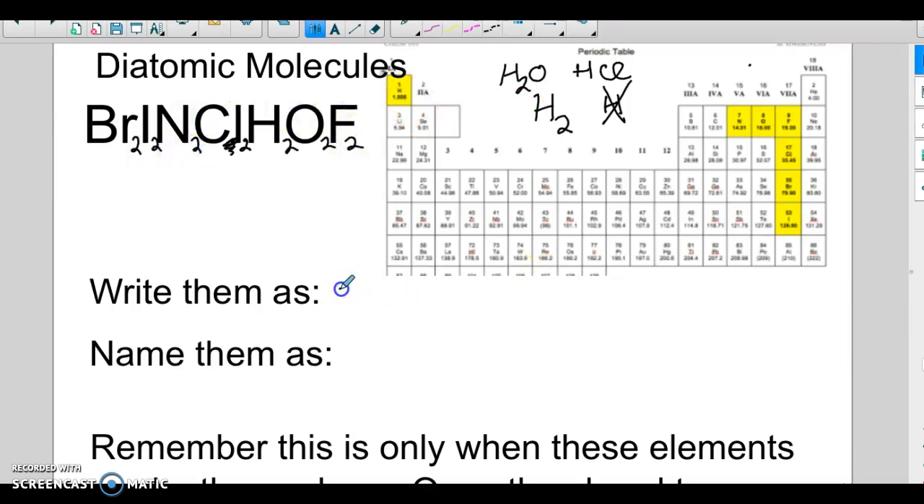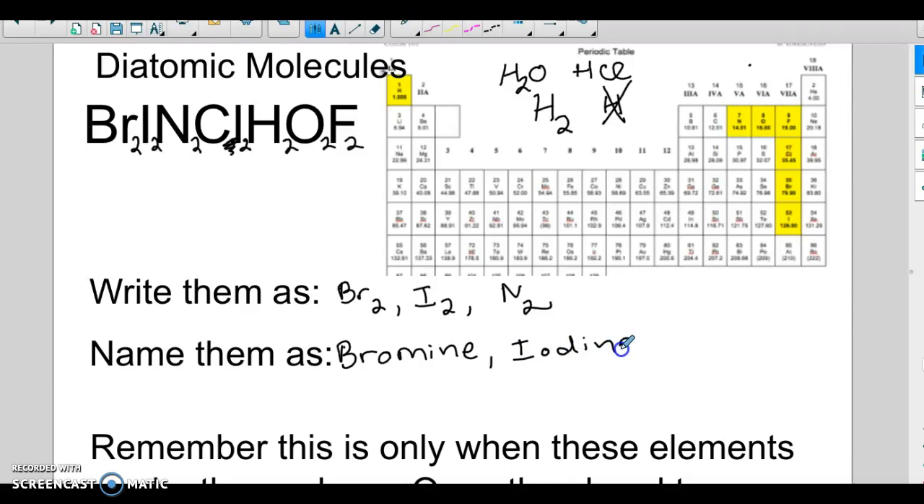So how do we write them? Just like I was saying: bromine, iodine, nitrogen, and so on. How do we name them? If they're all by themselves, we just name them the way they are on the periodic table. So we don't change their endings. So it'd just be bromine, iodine, nitrogen.